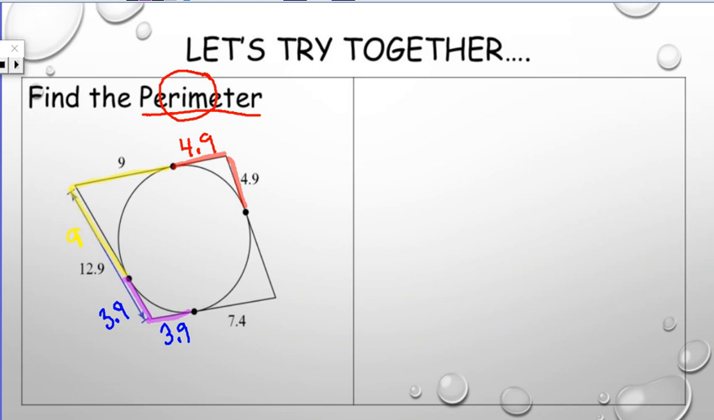And if I go and look on the other side, I'm going to do it in green. Then I have another point of tangency here, and another one from here to here. So these two should be the same. So if that side is 7.4, then so is this side, 7.4.